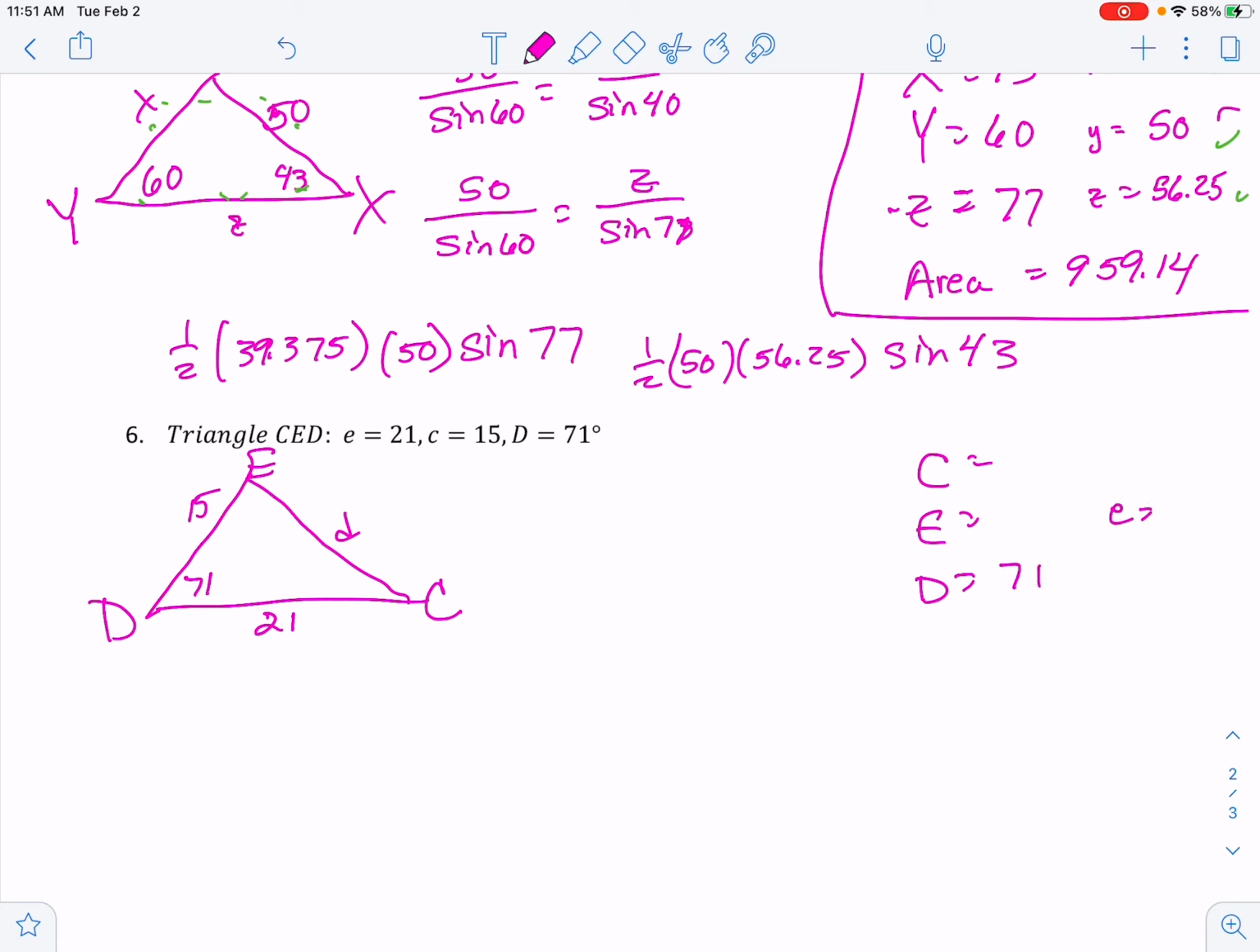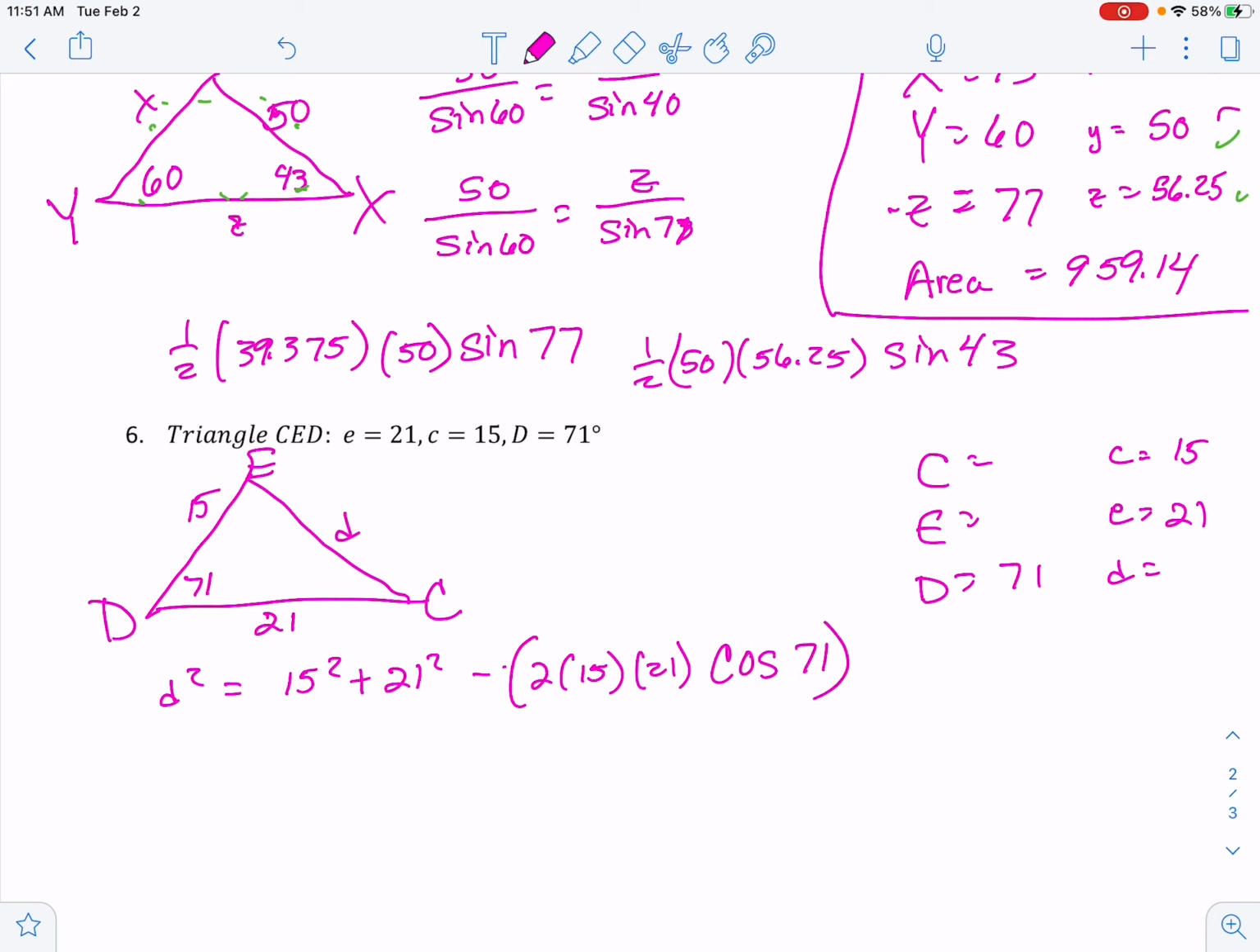Because I don't have a side opposite an angle. And since I've got d, I'm going to look for little d. And you get 15 squared plus 21 squared minus parentheses 2 times 15 times 21 times the cosine of 71. And I ended up with d squared equals 460.89. Don't forget to take the square root. So it's 21.47.